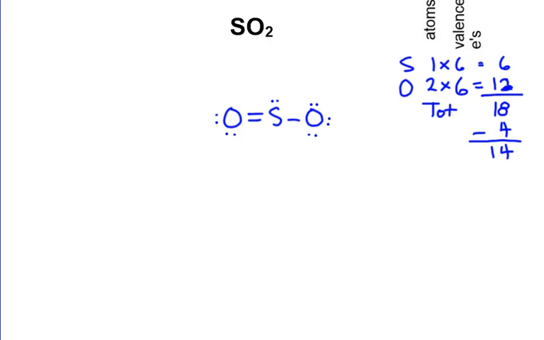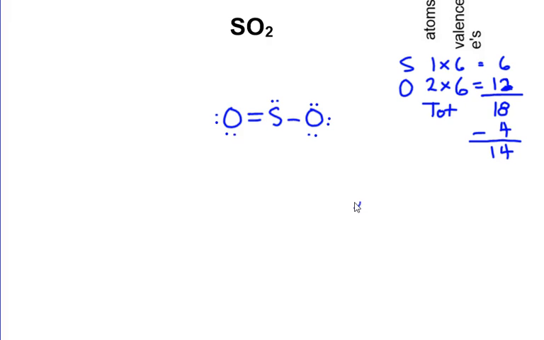And now we have, let's count them up, 2, 4, 6, 8 electrons for the left-hand oxygen, 2, 4, 6, 8 electrons for sulfur, and 2, 4, 6, 8 electrons for the oxygen. So everybody has 8. Do we have 18 total? 2, 4, 6, 8, 10, 12, 14, 16, 18. We have a good Lewis structure.